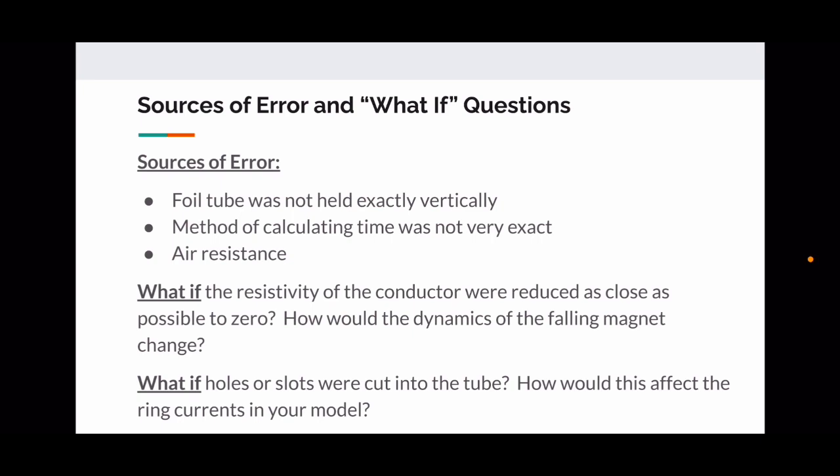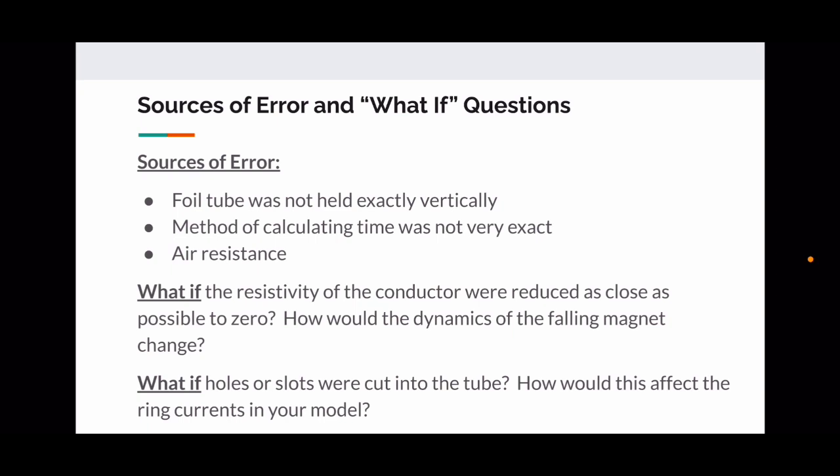What if the resistivity of the conductor were reduced as close as possible to 0? How would the dynamics of the falling magnet change? If the resistance was reduced to 0, that means the forces pulling the magnet up would increase as the current would also increase. And these forces would increase until the magnet basically stops in air when the forces are equal to the gravitational force pulling downwards.